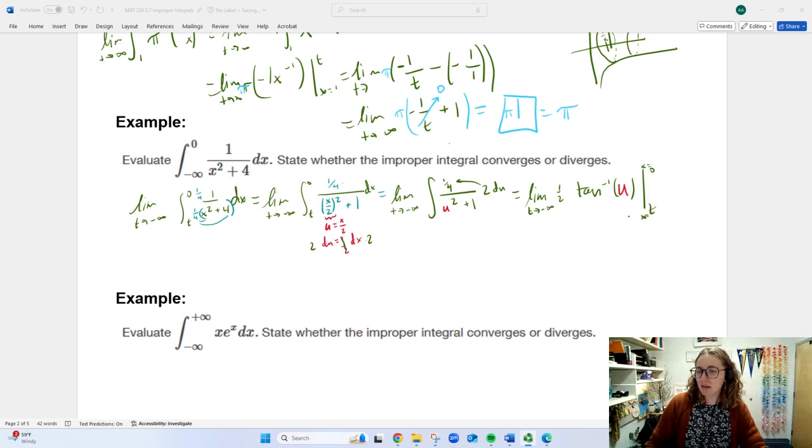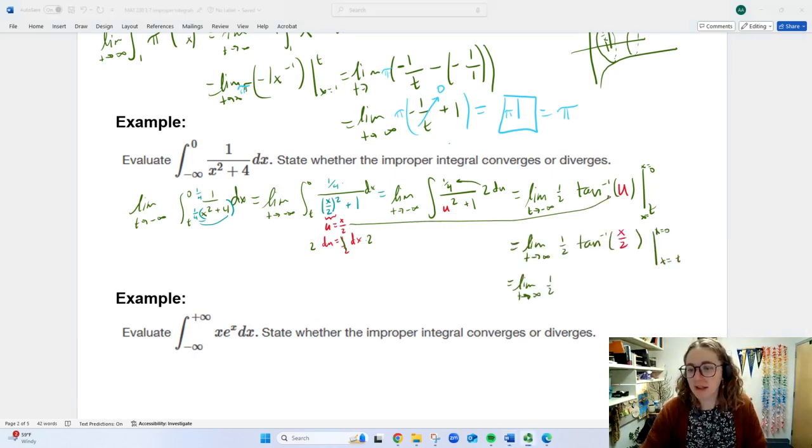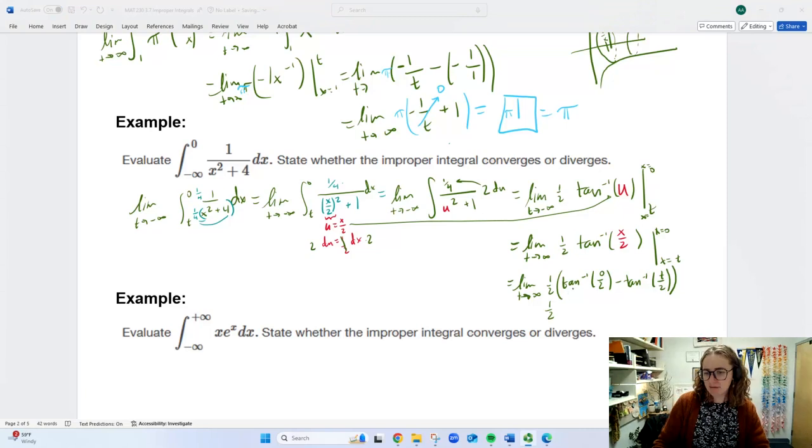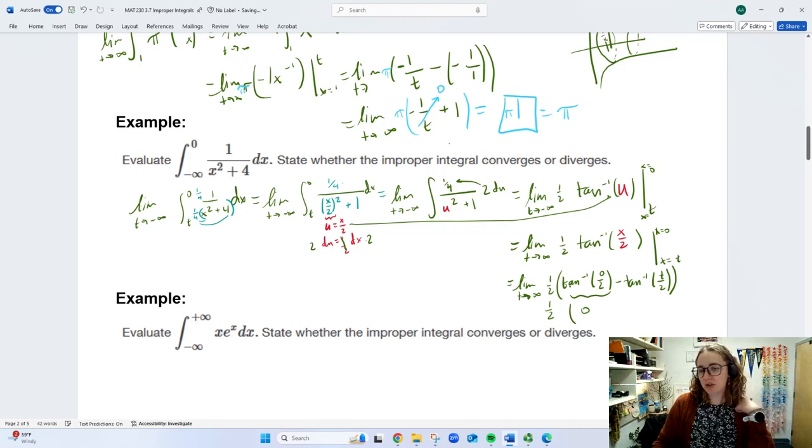Okay, so to plug in, I don't have an x quite here, so I'm going to resubstitute my x over 2 for my u. Now I can substitute in 0, and then minus whatever I get when I substitute in t. For this first chunk, I just have tangent inverse of 0, and if I think about what my angle would be, the ratio would end up being 0. Tangent is sine over cosine, so my sine value would have to be 0, and that happens at 0. So this whole thing just becomes 0. It's also on my unit circle.